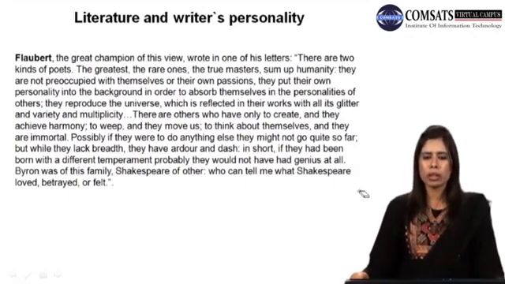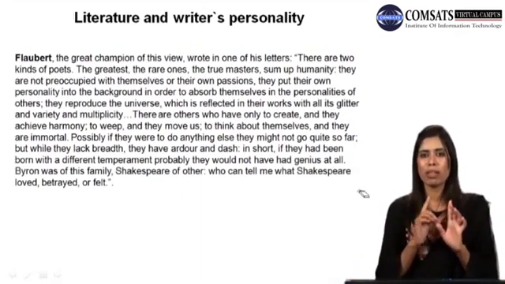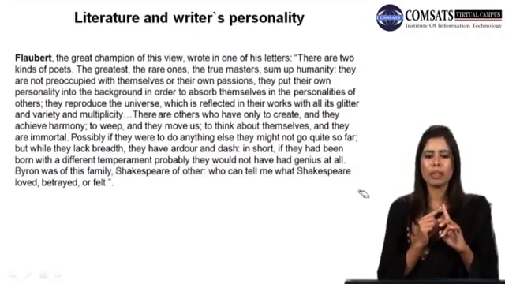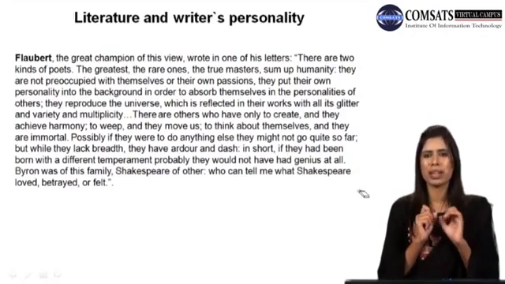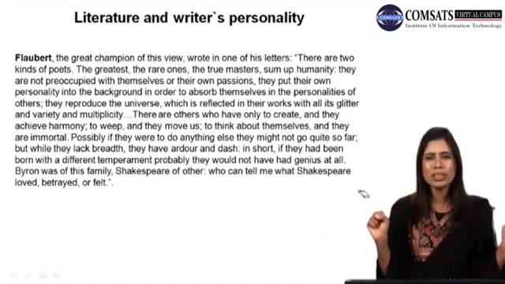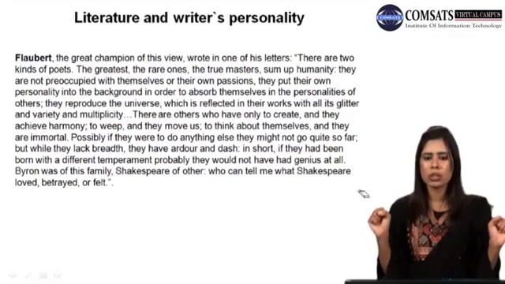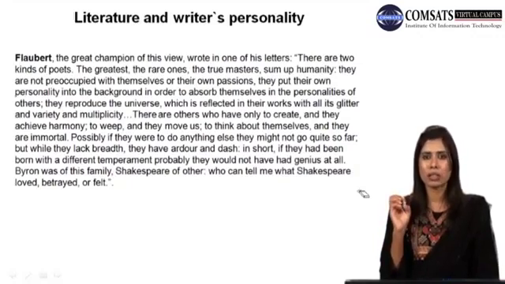Flaubert, the greatest champion of this view, wrote in one of his letters that there are two kinds of poets. My dear students, according to Flaubert, there are two kinds of poets: the greatest, the rare ones, the true masters, sum up humanity. They are not preoccupied with themselves or their own passions. So they look at the people in their society. They are not self-centered people only. So that is why they are the greatest, and on the other hand, they are the rare ones as well.